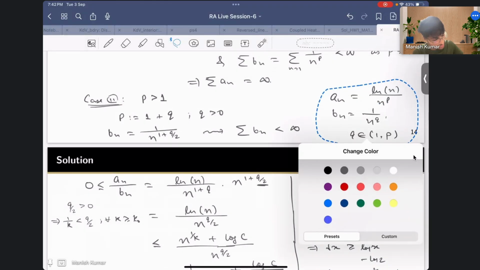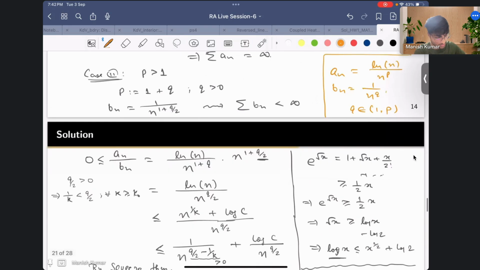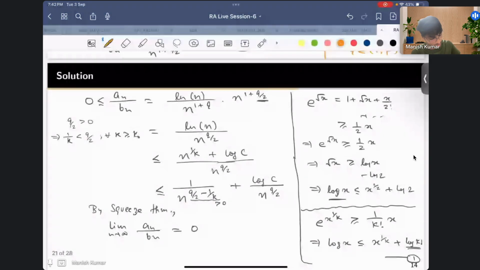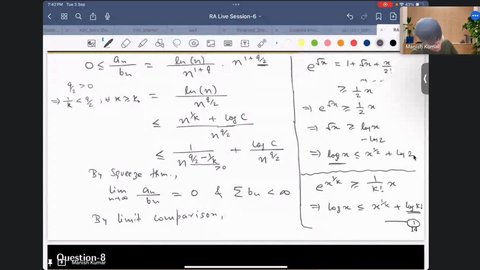Now you have to do a bit of mathematics. Clearly this summation bn would be finite, and the limit an upon bn will become 0, using the same argument, nothing special. Now when this limit is 0, by limit comparison test, and this summation bn is finite, summation an is finite.